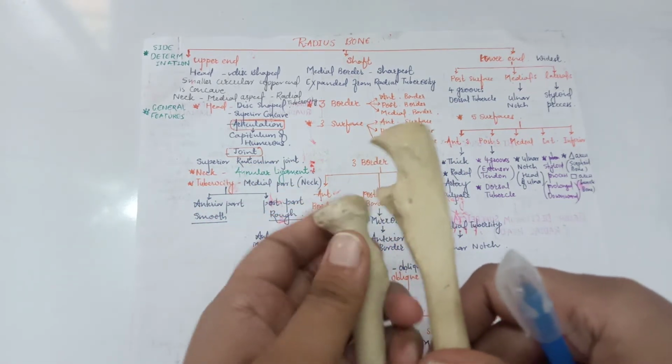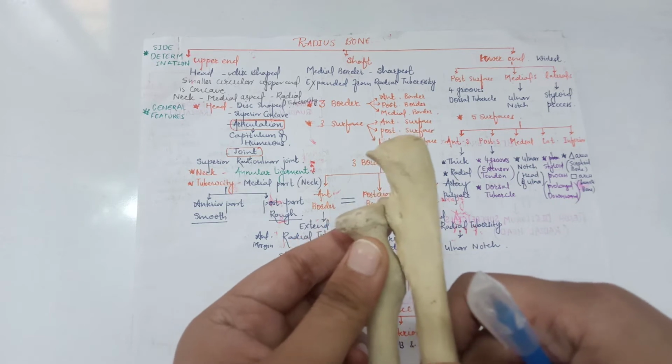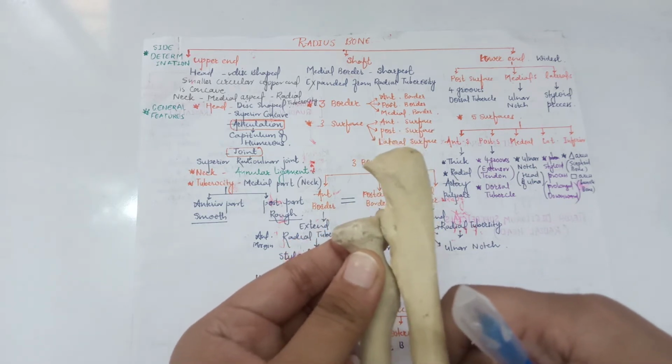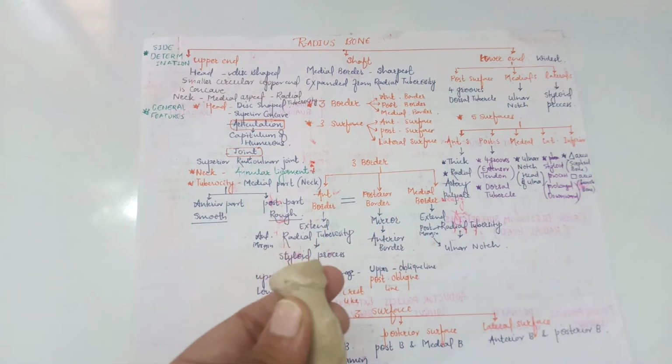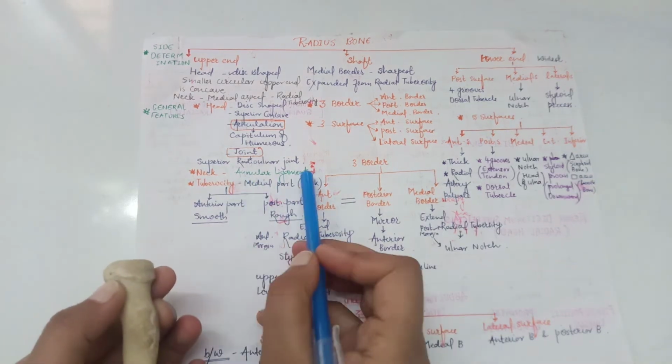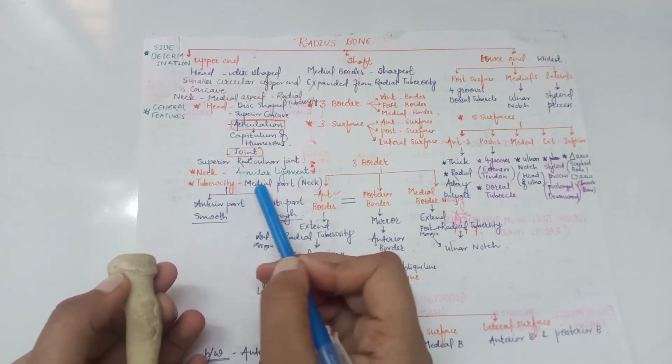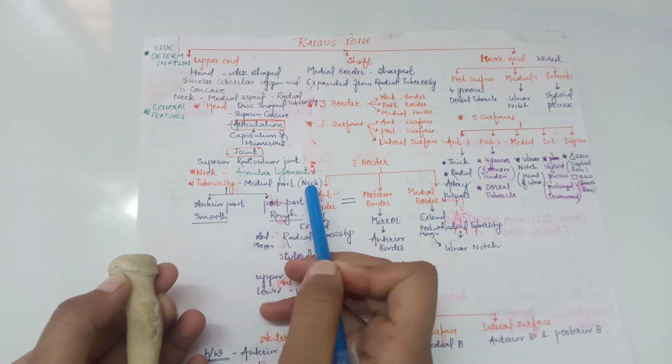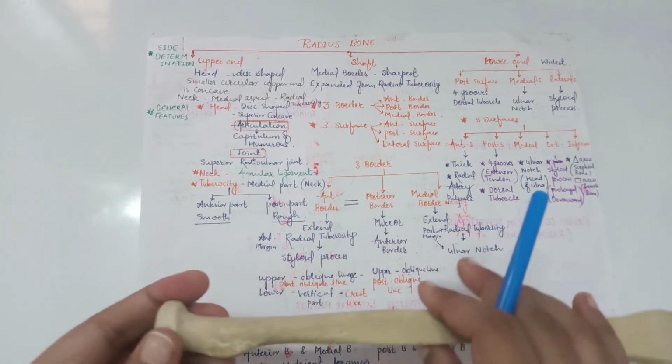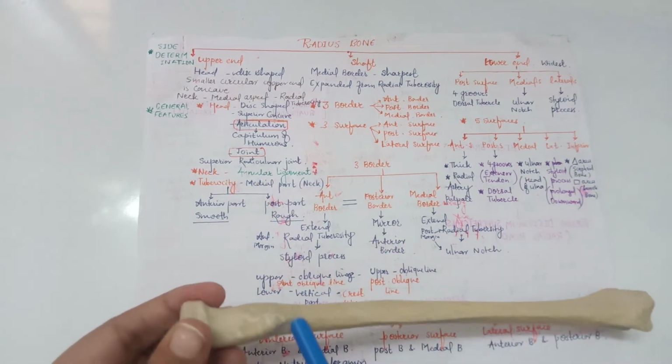It fits into the socket formed by the radial notch of the ulna. Then the neck has the annular ligament. Then the tuberosity is present on the medial part of the neck. This one is the tuberosity.